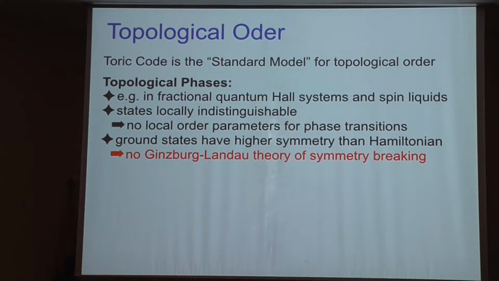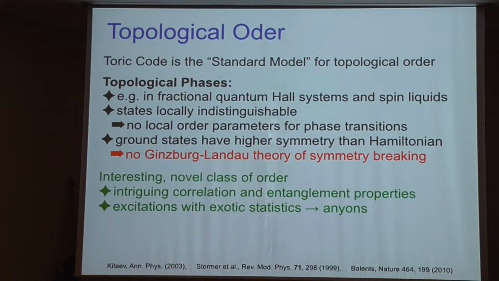These topologically ordered states are locally indistinguishable, and therefore if you study phase transitions, there cannot be a local order parameter for those. Moreover, they have a property that the ground states actually have a higher symmetry than the Hamiltonian, and that fundamentally distinguishes them from the class of systems that can be described by a Ginzburg-Landau theory of symmetry breaking. Yeah? So that's the line here. It's an interesting and novel class of order, which has intriguing quantum correlations and entanglement and exotic excitations in the form of these anyons.